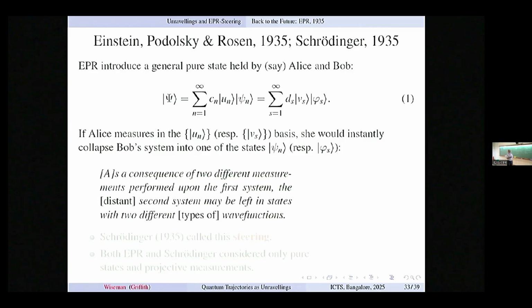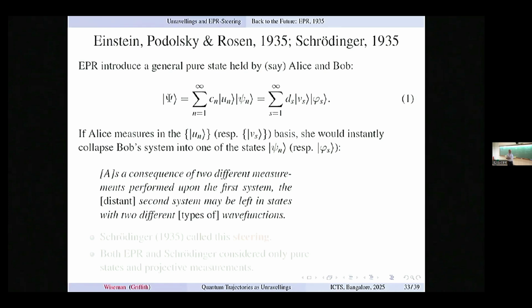And they say, as a consequence of two different measurements performed upon the first system, the distant second system may be left in states with two different types of wave functions. So for EPR, this was an indication that quantum mechanics was incomplete. Okay, but I don't want to go through that story. The way I want to look at it is that they discovered this phenomenon: that a distant measurement choice can affect the type of state that your other system collapses into.